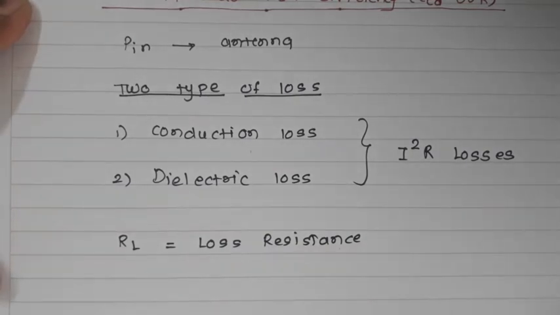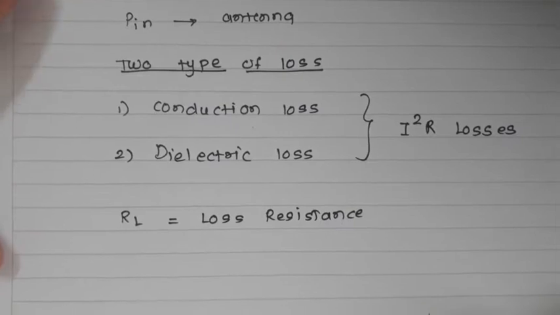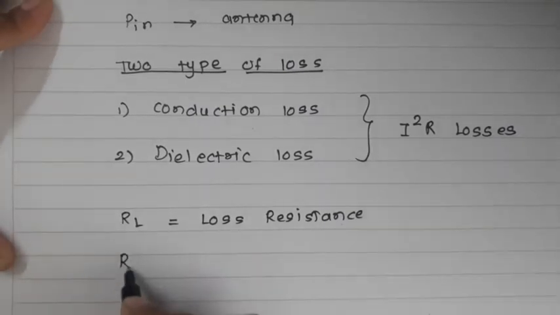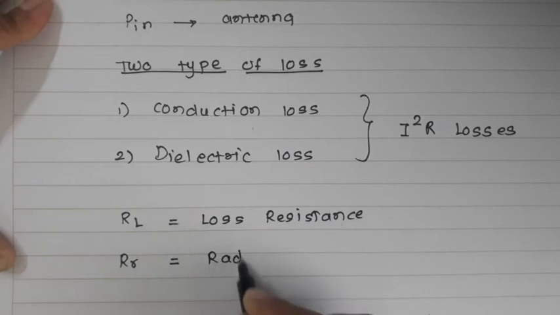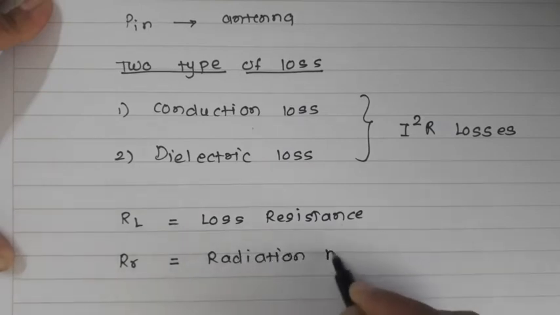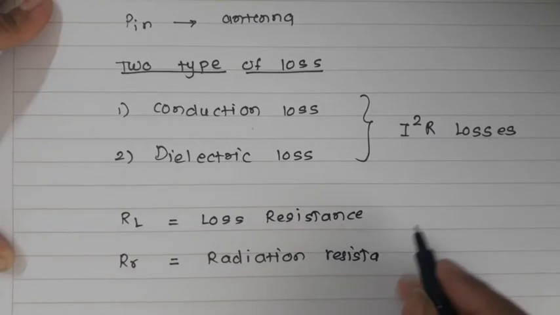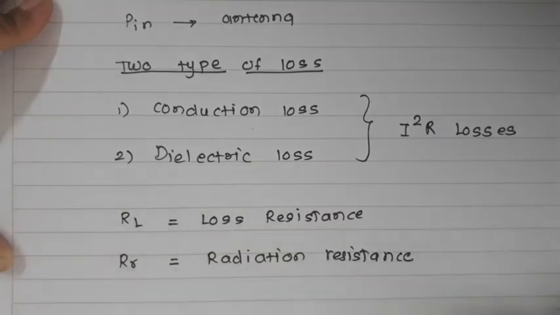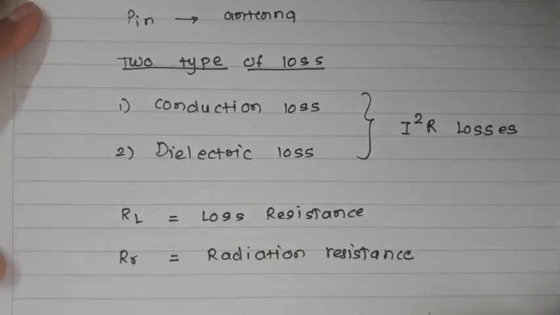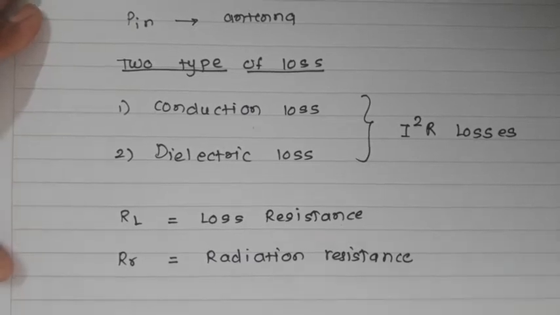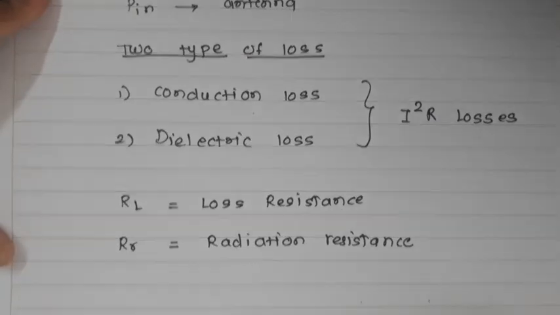The power which is radiated is due to the radiation resistance. So another resistance comes into existence, which is the radiation resistance. All the losses will be considered as loss resistance, and the radiation will be considered as the radiation resistance. Whenever you give some power to the antenna, say P in, we want to know how much power is going to be radiated. So we'll see the equivalent circuit for these two things.